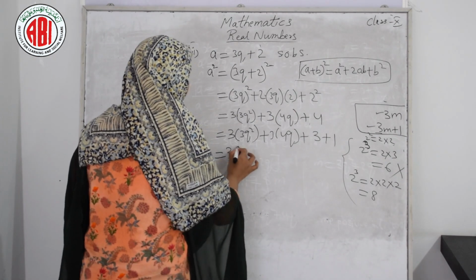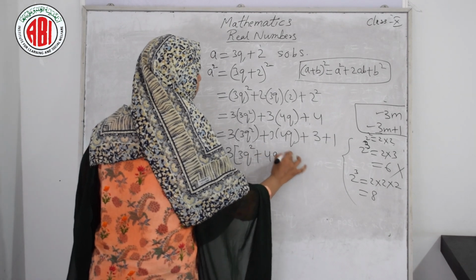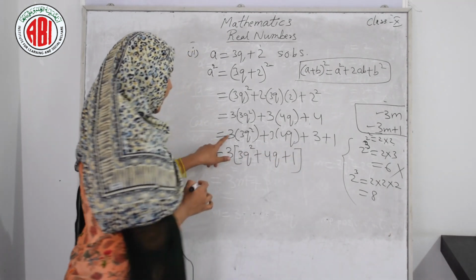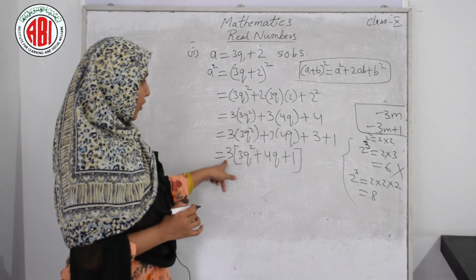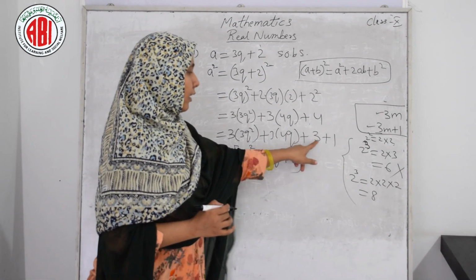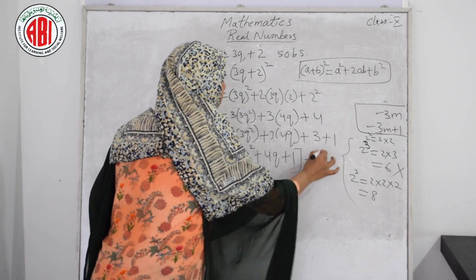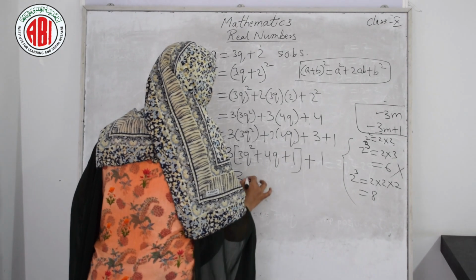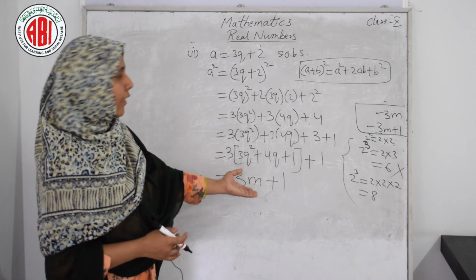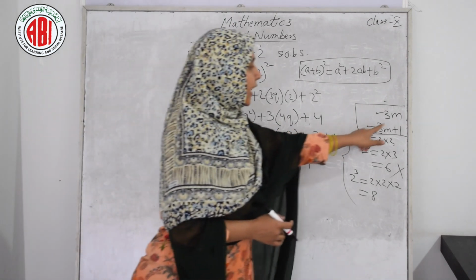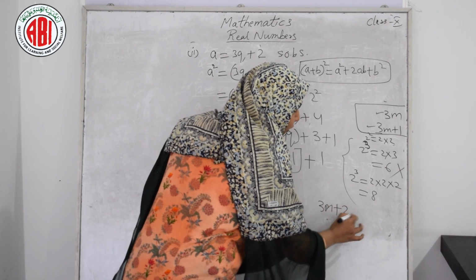Now here this is 3 into (3q square plus 4q plus 1). See, we are taking 3 common from here, 3 common from here and 3 common from here. So the last one, 3 ones are 3, plus 1. Now this we are writing as 3 into m plus 1. Have you seen the answer? Again we got 3m plus 1. It is 3m plus 1, not 3m plus 2. That is what I want to say.